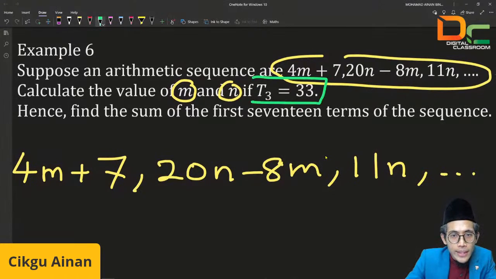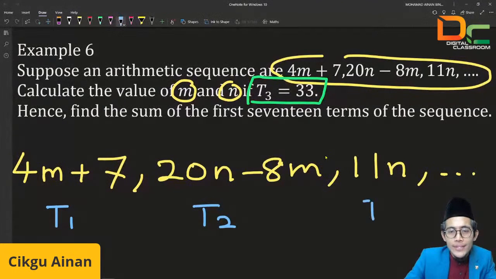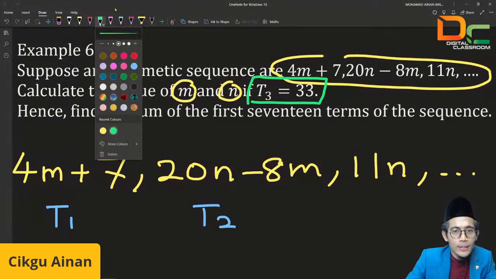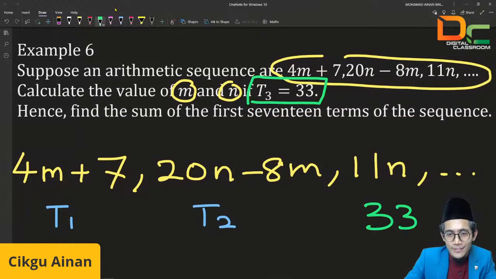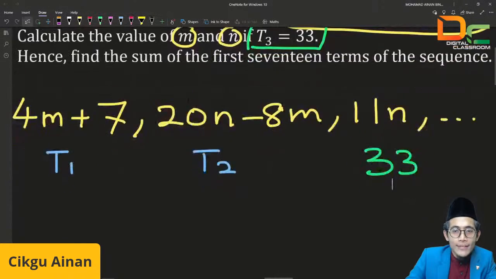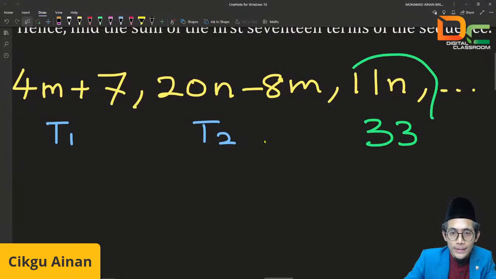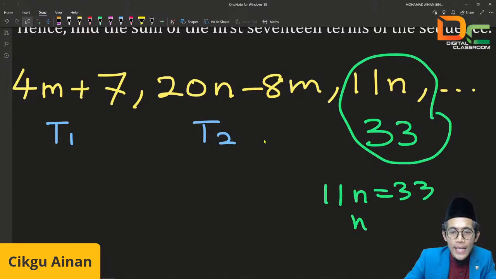Green. Okay, T3 is 33. So this is T1, this is T2, and this is T3. T3 tadi kan dah bagi the green one over there. It's 33. So we can get the value of n right away. Because this is equal to each other, 11n equals 33. N is 3, settle. Now how to get the value of m?